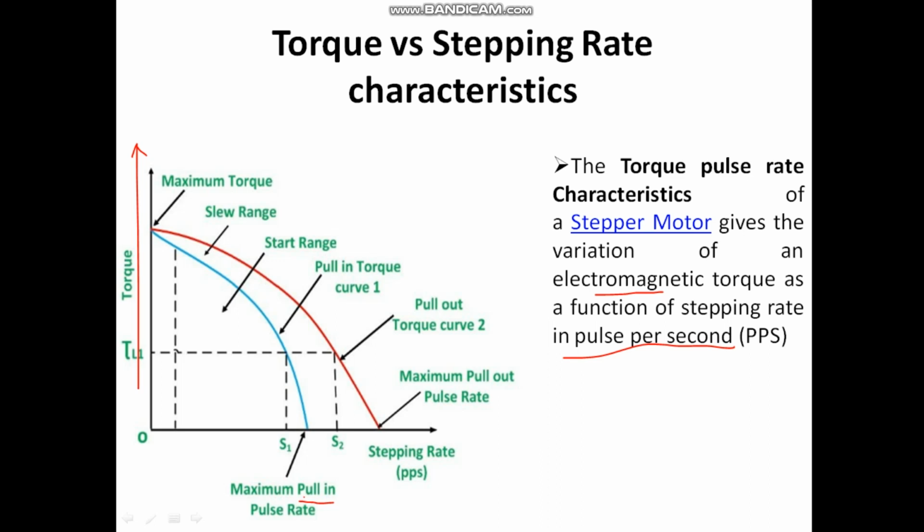Similarly, there is curve 2, represented by red color, and it is known as the pull-out torque characteristics. Curve 1 was my pull-in torque characteristics; curve 2 is my pull-out torque characteristics. It shows the maximum stepping rate of the motor where it can run for the various values of load torque, but it cannot start, stop or reverse at this rate. Understand this, right?